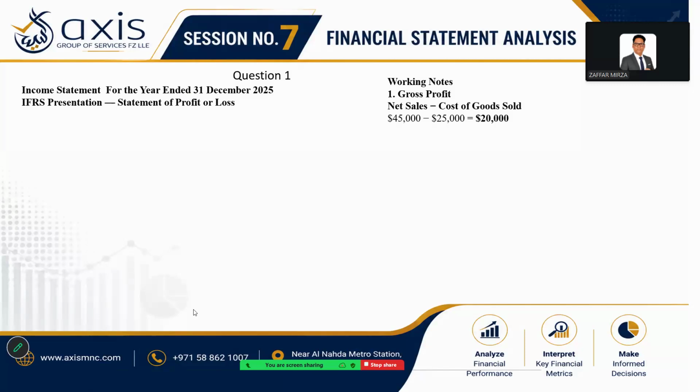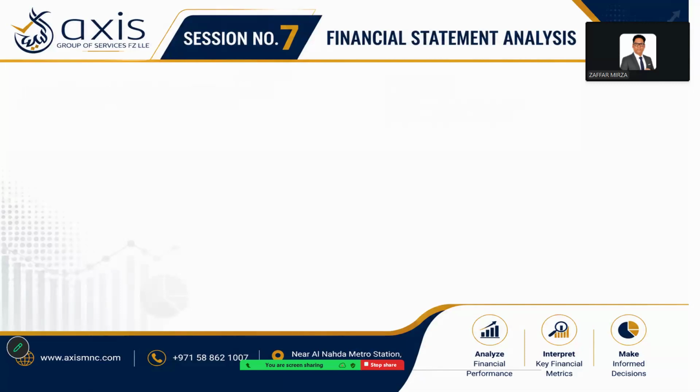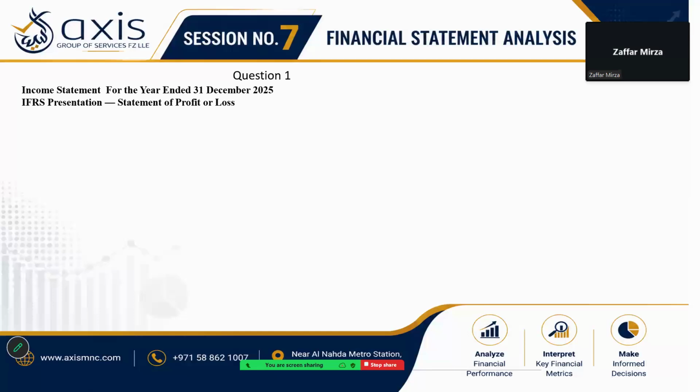First, the working notes. What is the formula? Step number 1, we need to calculate the gross profit. What is the formula for gross profit? Mariam, what is the formula? Sales minus cost of goods sold. Very good. So here net sales are 45,000 USD, and cost of goods sold is 25,000 USD. Then your gross profit is 20,000.